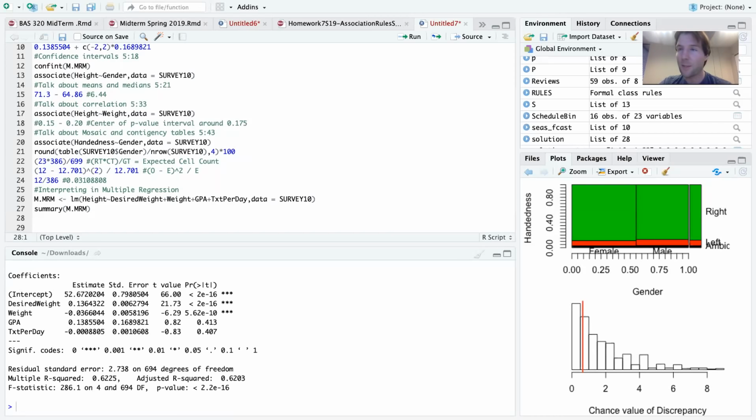The intercept, I'll talk about the intercept here while people are trying to write it. The intercept really doesn't have a good interpretation. The intercept would be among individuals who have no desired weight.